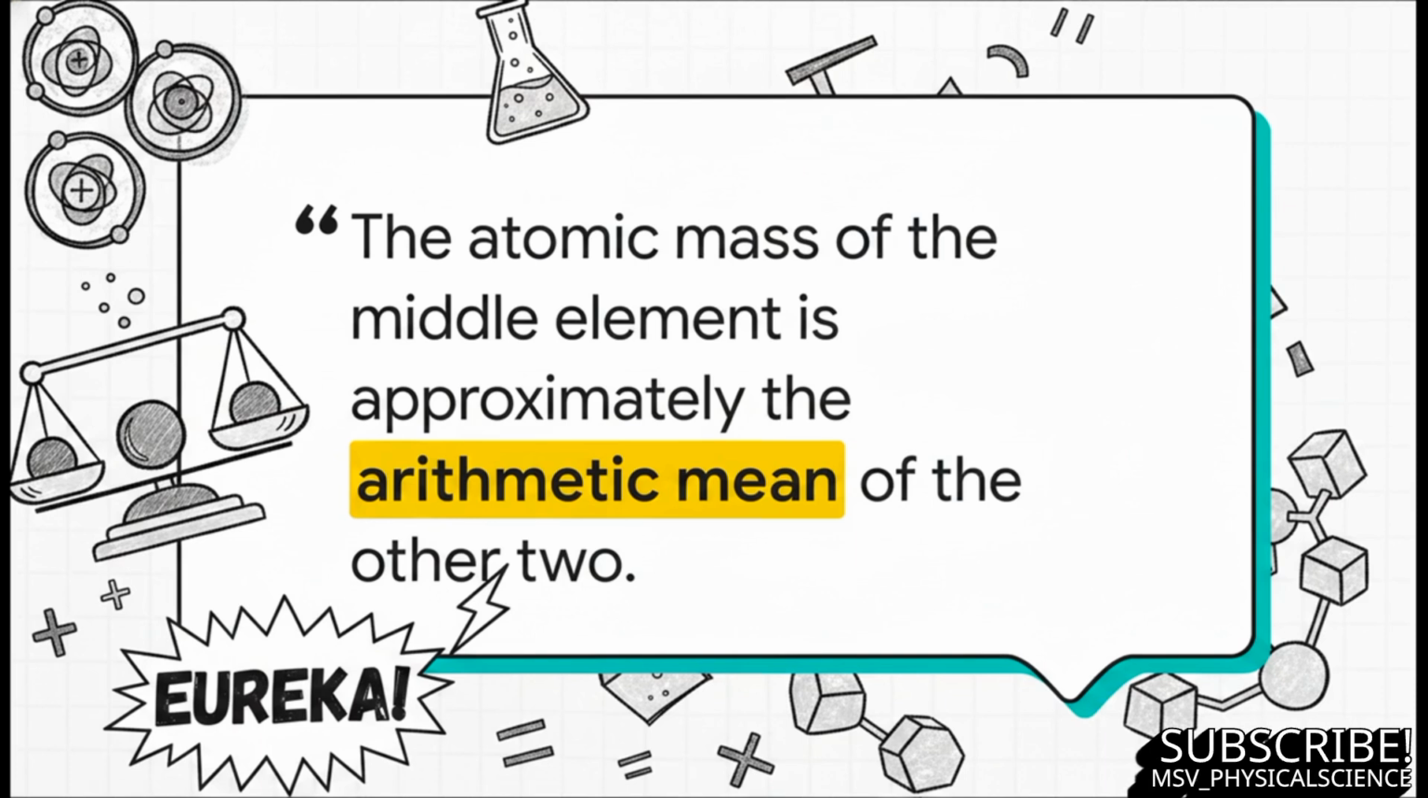Now, we totally take this for granted today, but you have to understand just how revolutionary this was back in 1817. For the very first time, someone had found a real mathematical symmetry linking how an element behaves to its actual physical mass. It was a game changer.